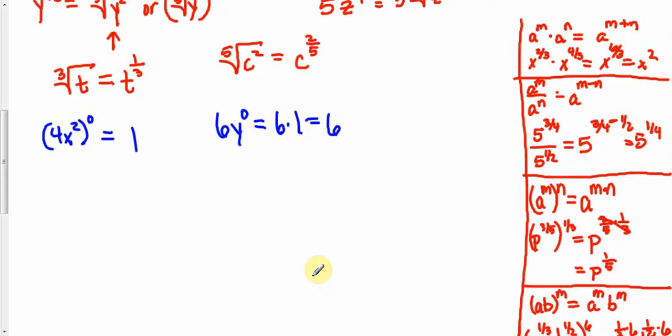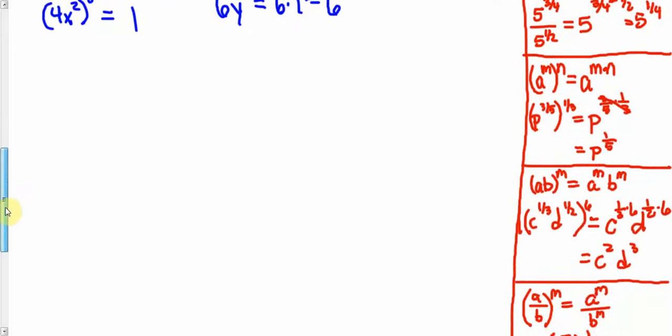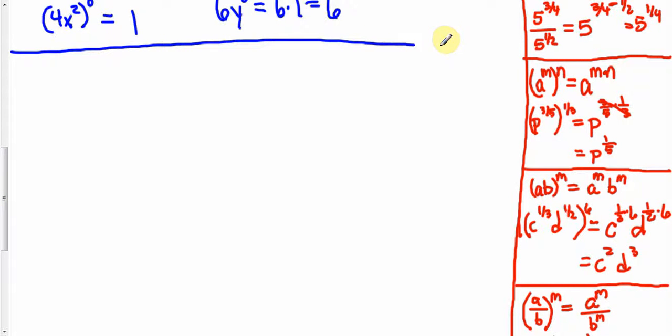All right, so let's look at one a little more difficult. If I had a to the 2/7 times a to the 3/7 all over a to the 1/2.